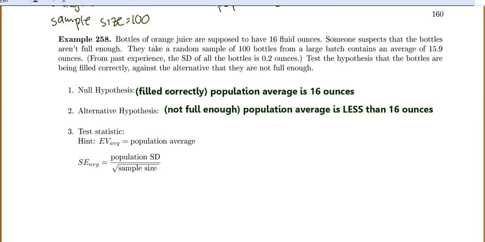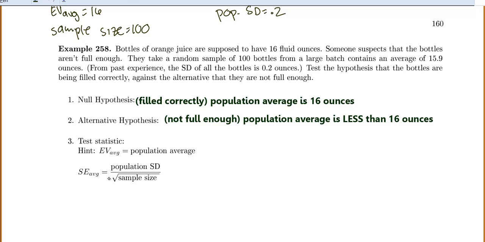So for my test statistic, first I need to find the expected value and standard error. The expected value is my population average, and I don't know what that is, but we're going to assume that the null is true, which means then it would be 16 ounces. The population SD is 0.2 over the square root of my sample size, which was 100. So 0.02.